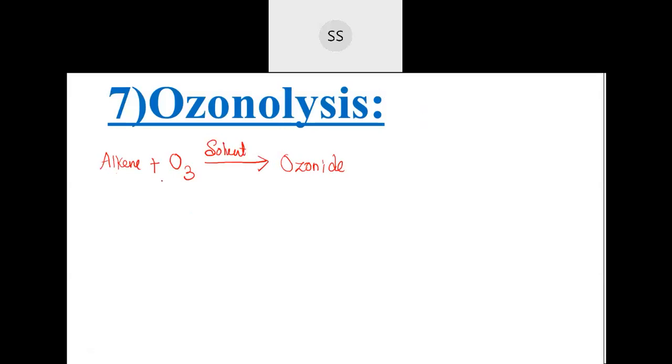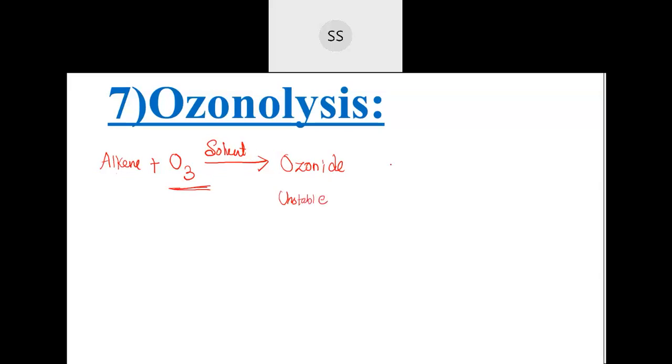What I was telling here is that ozone is actually a gas. Ozone is made to pass through these alkenes in the presence of a solvent. Any inert solvent you can take, and they end up giving you ozonoid. That alkene will get oxidized and give you ozonoid, and this ozonoid is quite unstable. They are quite unstable in nature.